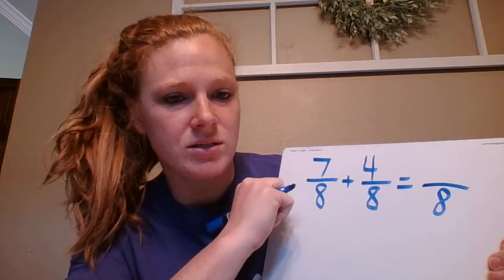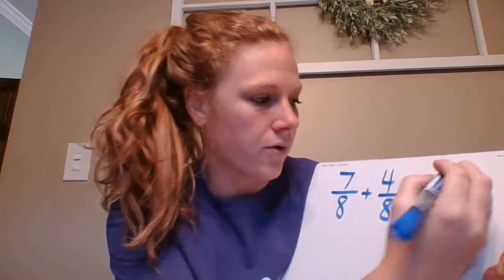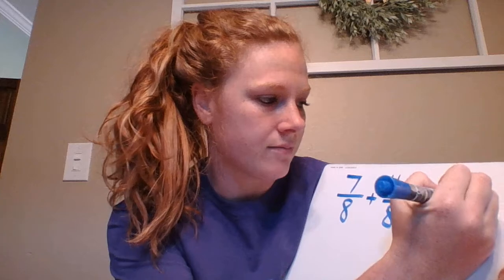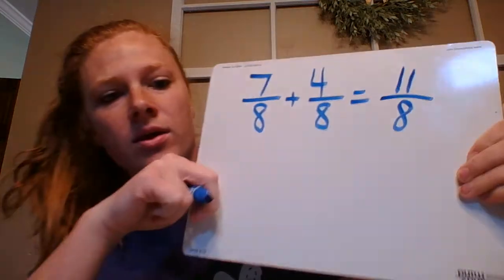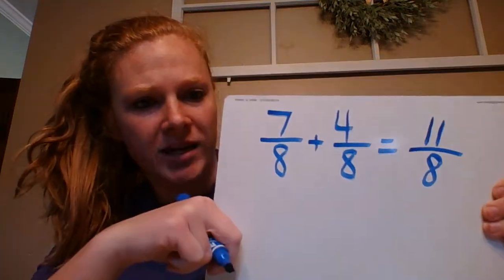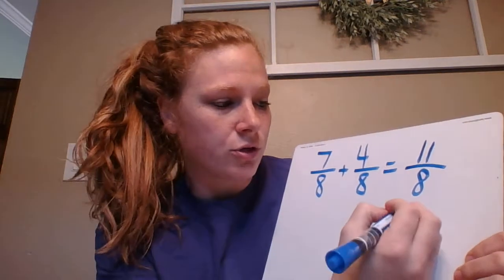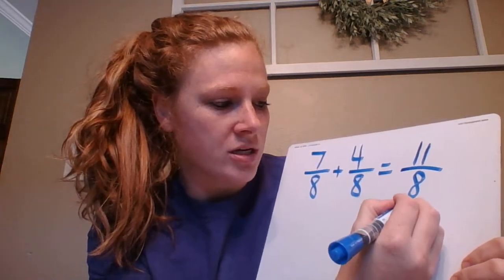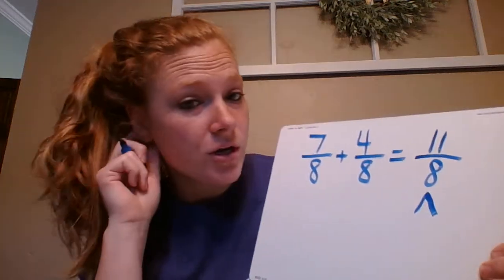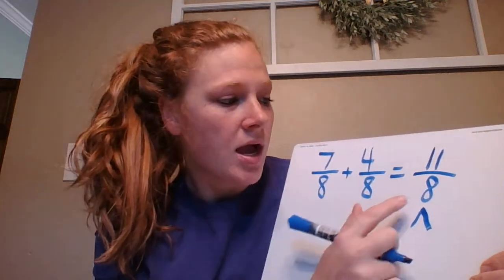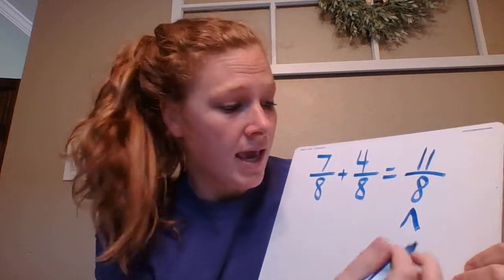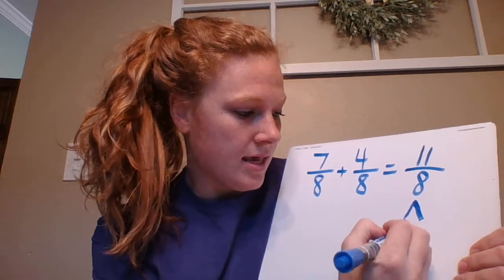Next, I'm going to add my two top numbers. So 7 plus 4 is 11. So 11/8 is my answer, sort of. It's not finished. It currently is an improper fraction, so I need to break it apart to make it a mixed number. I know that 1 whole using 8 is 8/8.